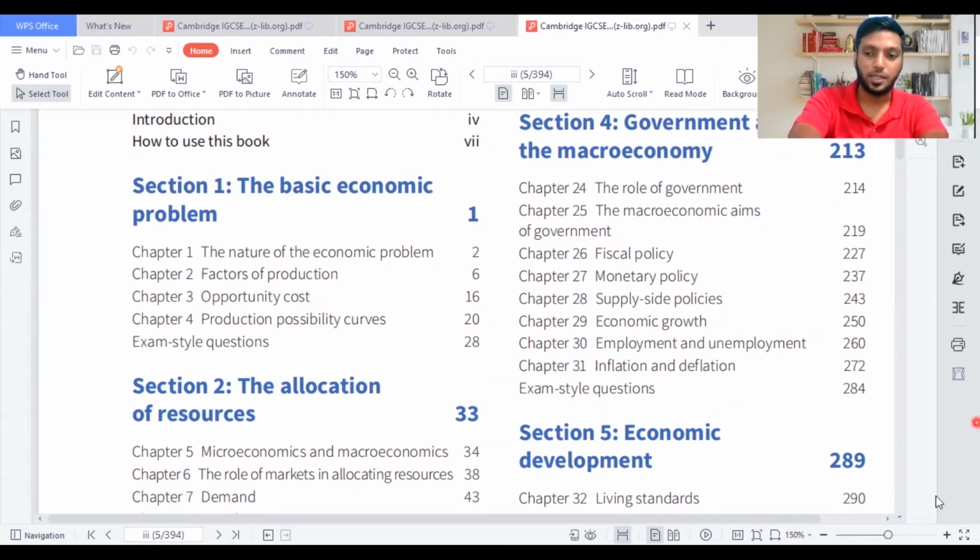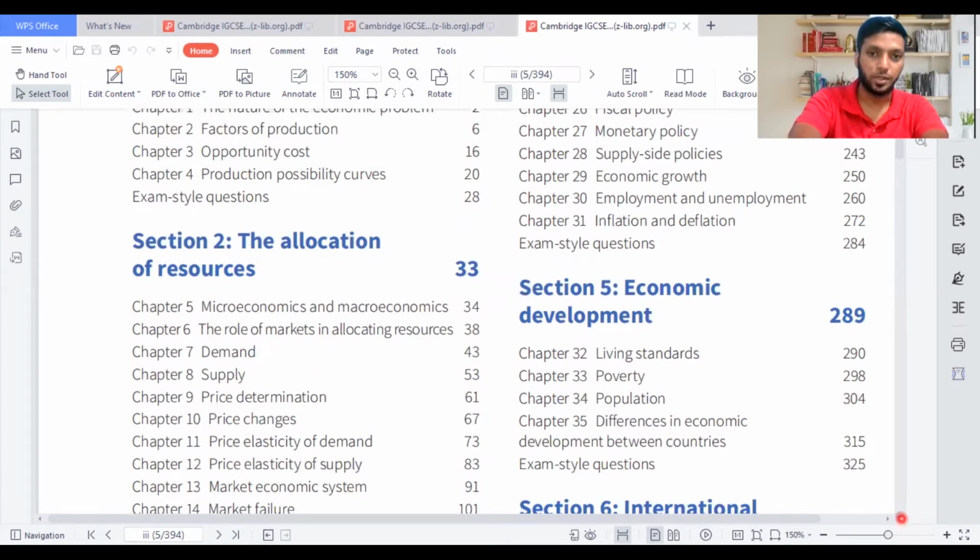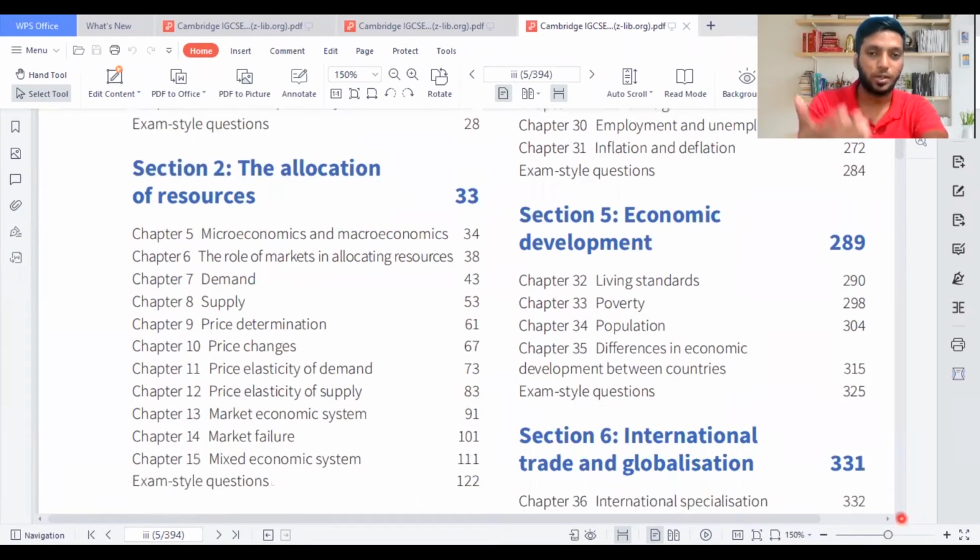These contents are very easy for you to understand. This book is built in a way that once you understand it once or twice, you'll be able to do it. In future, I have planned to upload lectures on each and every content area, covering all these chapters.